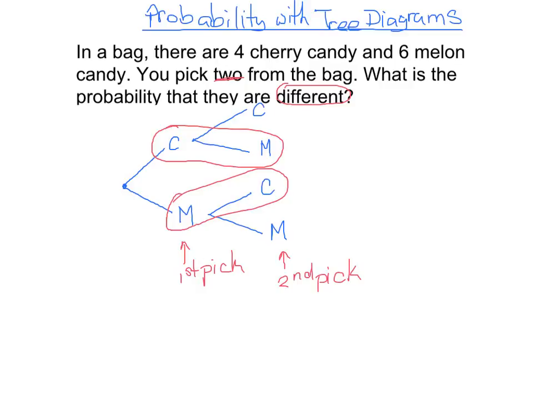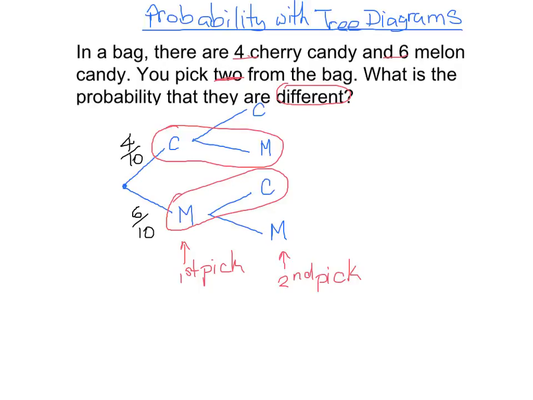So now, how do you actually use this visual? Well, first of all, we need to get numbers in our tree diagram. Because there were 10 pieces of candy in all, the 4 cherry and the 6 melon, the total is out of 10. The chance that you first pick a cherry is 4 out of 10 because 4 of the 10 pieces of candy were cherry. So the chance that you picked a melon is everything else. There's 6 melon, so it's 6 out of 10.